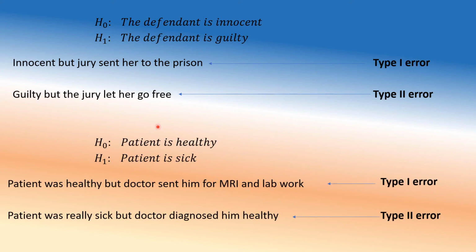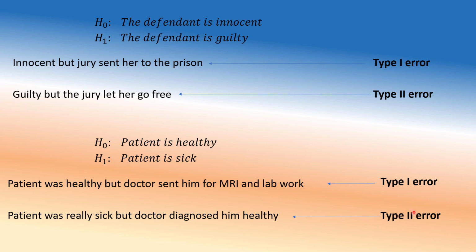In this situation, the patient is healthy by default. The patient was healthy, but the doctor sent him for MRI and lab work. What's the meaning of that? Well, the patient was fine, null is true, but the doctor rejected it. That means the doctor said the patient is sick, so go get some blood work done, some MRI, some X-ray. Type 1 error. Type 2 will be the patient was really sick, but the doctor said, go home, everything's fine, you are perfectly fine. That's type 2 error.